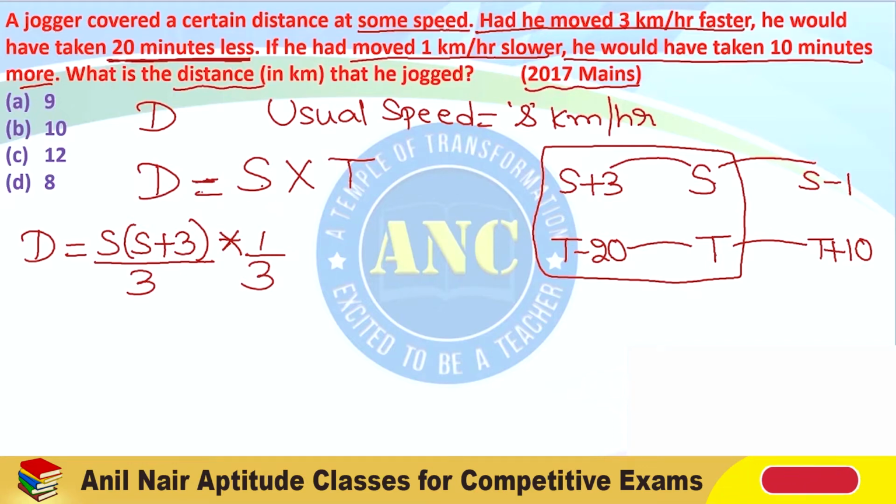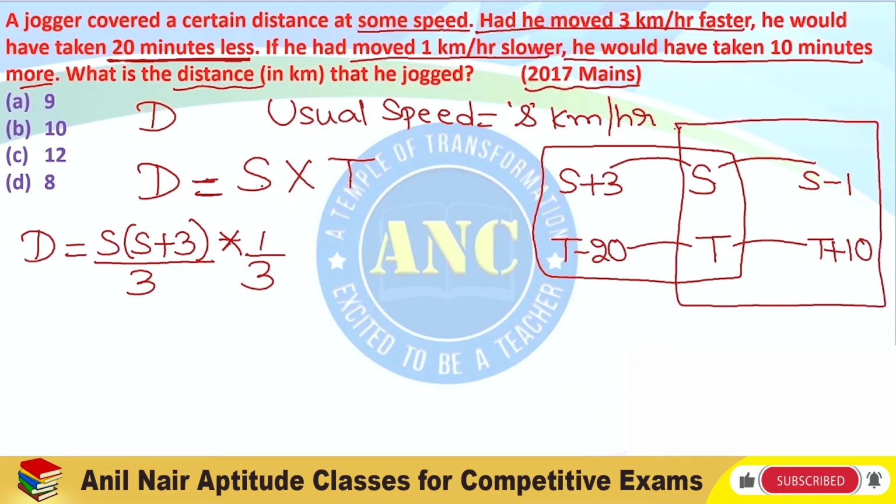But the same distance can also be calculated using the last two cases. I hope you are understanding carefully. Using the last two cases, distance can also be written as S into S minus 1 divided by, what is the difference in the speed? It is 1, multiplied with time. Time is nothing but 10 minutes more. 10 minutes is 10 by 60 hours, or 1 by 6 hours.